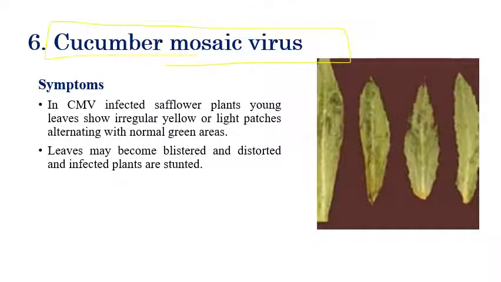Coming to the next one, cucumber mosaic. So coming to the symptoms, on the right side we can see the symptoms. In this cucumber mosaic virus infected safflower, the younger leaves are yellow in color and produce light patches which are green, not completely green as well as not completely yellow. So normal yellow along with light green and yellow color patches can be seen. This alternation of green and yellow patches can be seen. In the later stages the leaves become blistered and distorted.